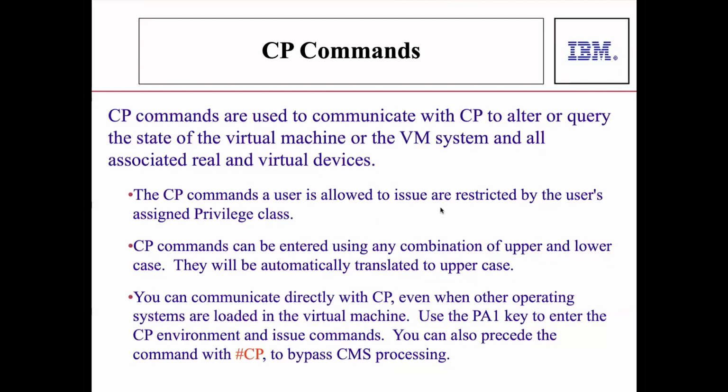But they can't do anything to the real system. They can't give themselves more priority. They can't get rid of somebody else. They can't attach something they're not supposed to. They're restricted to changing their own virtual machines. So that's where we worry about privileges. CP commands and actually CMS commands can be entered in any combination of upper and lowercase on the command line. And what happens is when CP itself looks at that command on the command line, and CMS, they basically say, well, I need to see if this is a command.